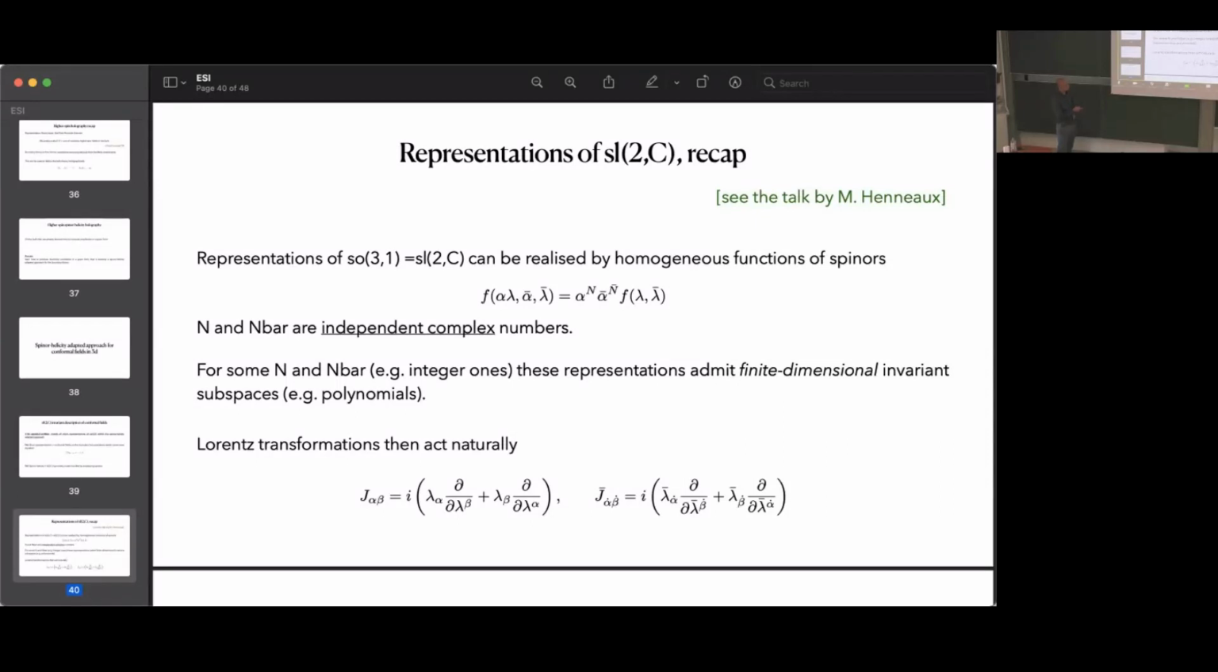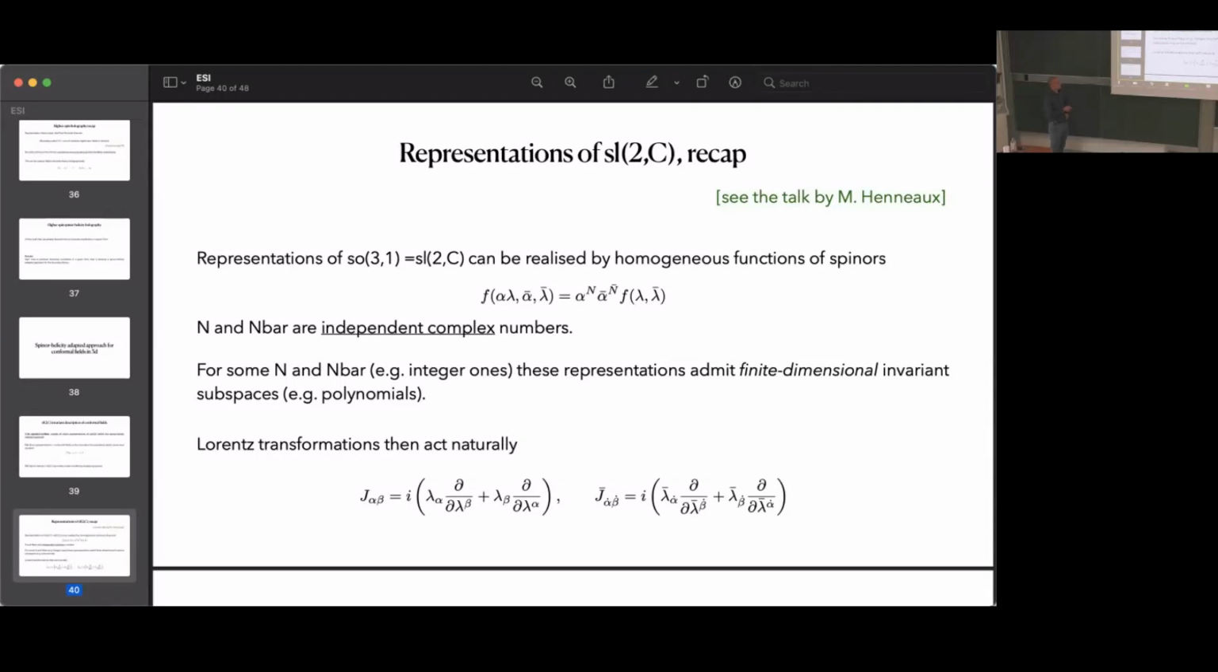So it turns out that you can realize all these representations using functions of λ and λ̄, which have fixed homogeneity degrees in λ and λ̄. So here you have two powers, n and n̄, and these n and n̄ can in principle be complex numbers, and they're independent, but if you are more rigorous, their difference should be an integer, because otherwise these functions are not single valued. Essentially, representations are characterized by a pair n and n̄, with their difference being an integer. And if you remember what was discussed yesterday, it matches essentially the classification that was discussed.